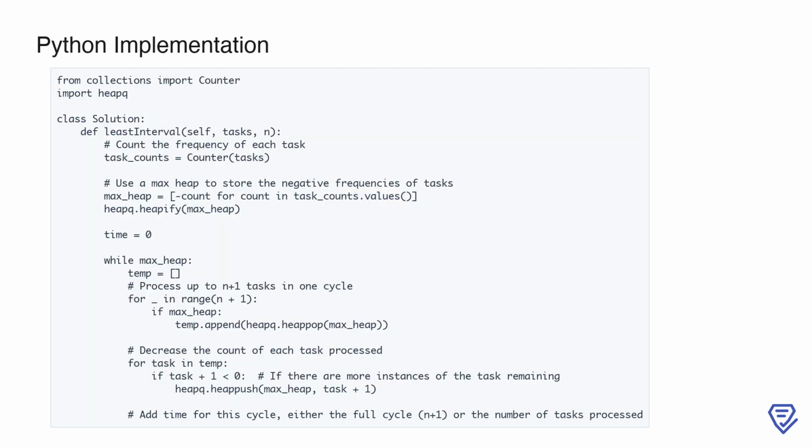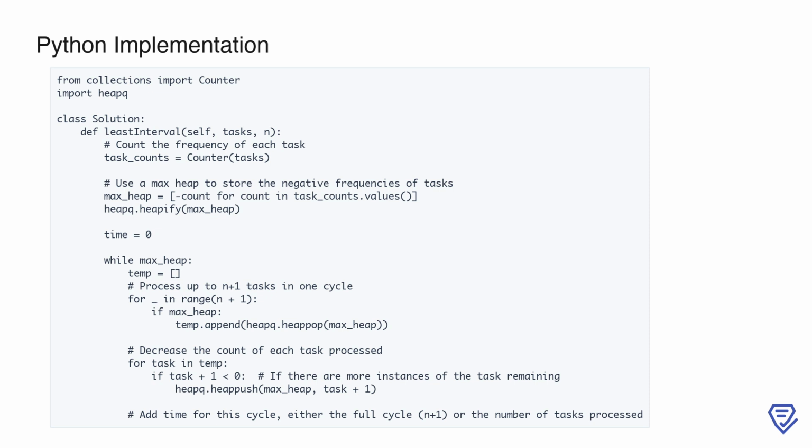Here, we start by importing the necessary modules: Counter from the collections library to count the frequency of each task, and heapq for managing a max heap. First, we define the leastInterval method, which accepts the list of tasks and the cooling interval n. Our goal is to determine the least amount of time required to complete all the tasks while respecting the cooling interval. To do this, we use the Counter class to count how many times each task appears.